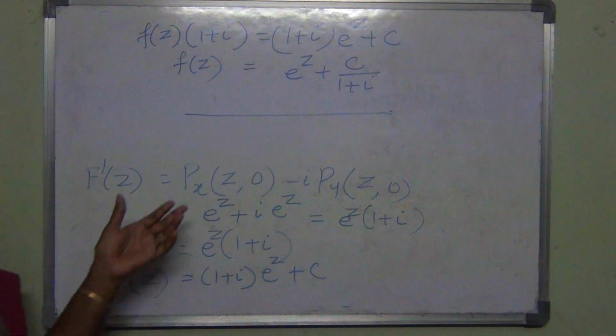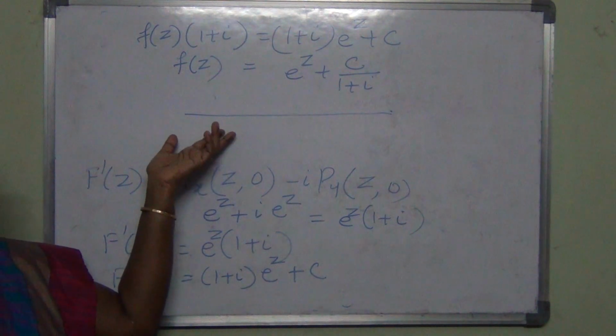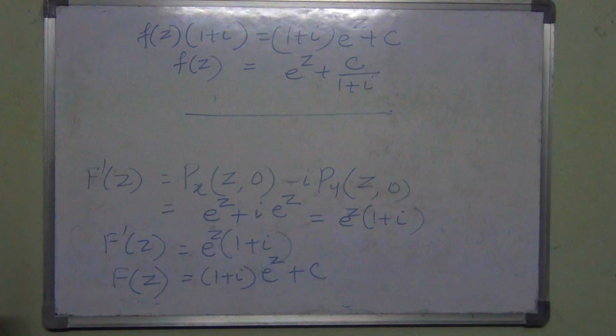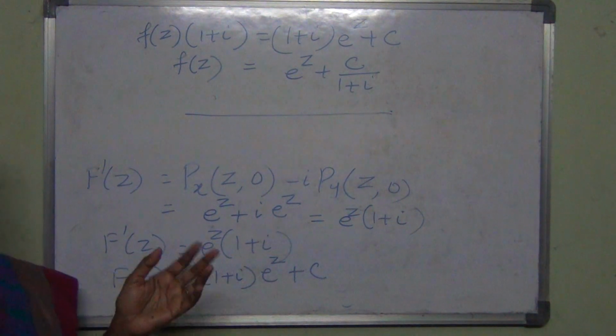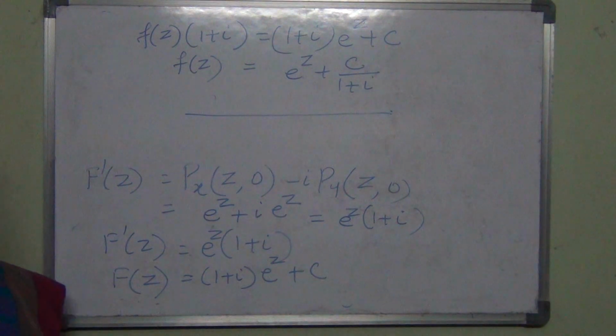So with this I am going to conclude the way of determining the analytic function whenever you have u minus v. So this is the way. If you have u plus v, you can follow this, and tomorrow we will continue the class.